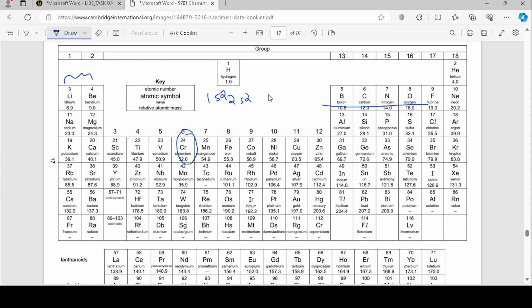and then we have 2p6, 3s2, 3p6, 4s2, then 3d, this is the d block, right? So 3d, 1, 2, 3, 4. So 3d4. That is the electronic configuration for chromium.